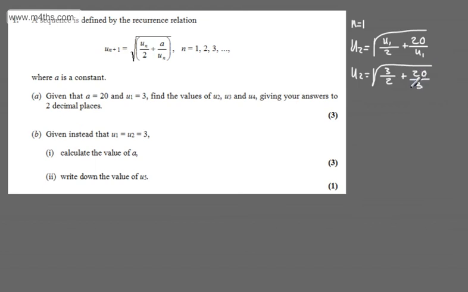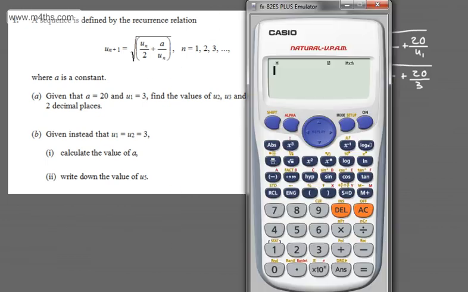At this stage, I'm going to use a calculator and set up what we call an iterative formula, or if you like, a recurrence relation. So what I'm going to do is put in here 3. Setting up my formula, I'm going to put in the answer, divide that by 2, then put plus 20 over my answer. The advantage of this technique is that it's going to take the answer that I get for u sub 2 and feed it in for u sub 3.